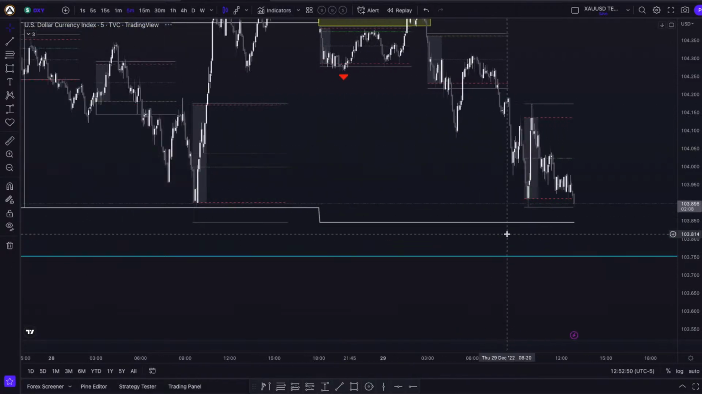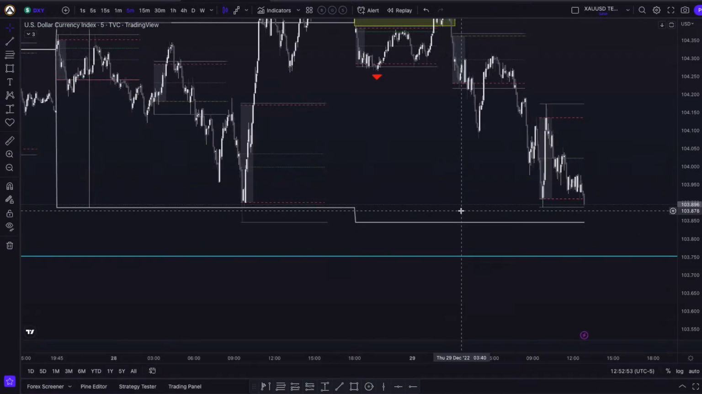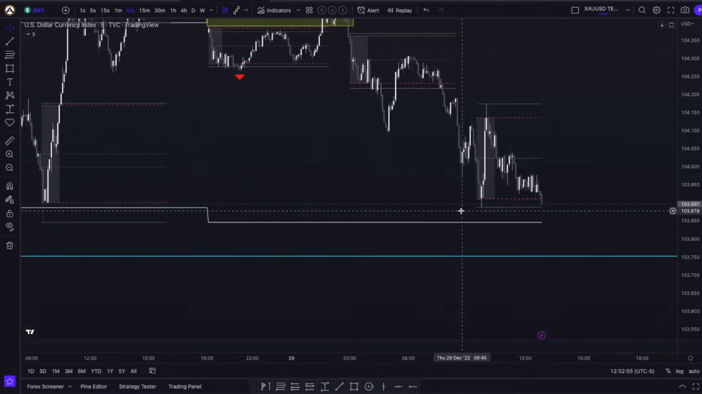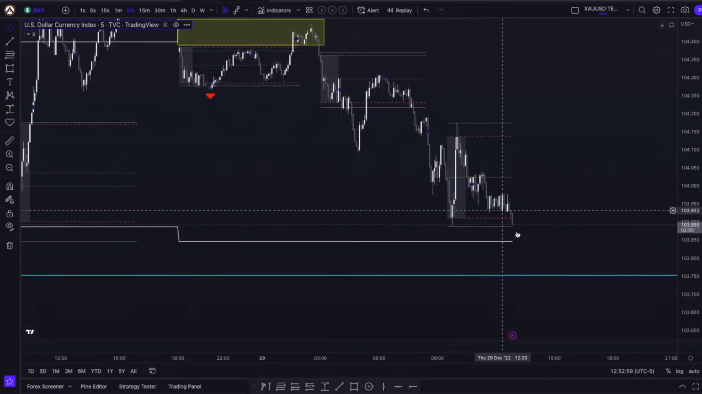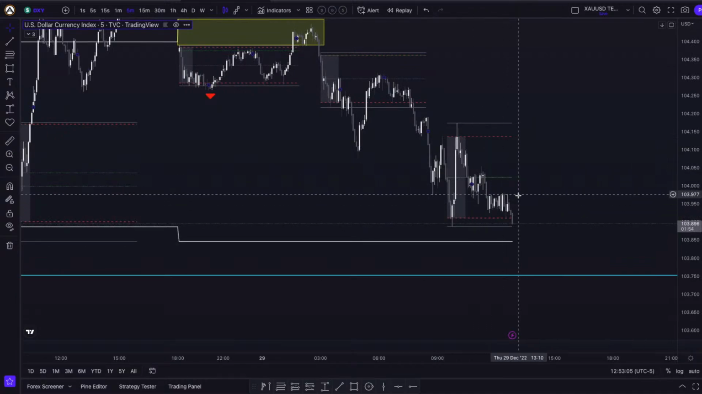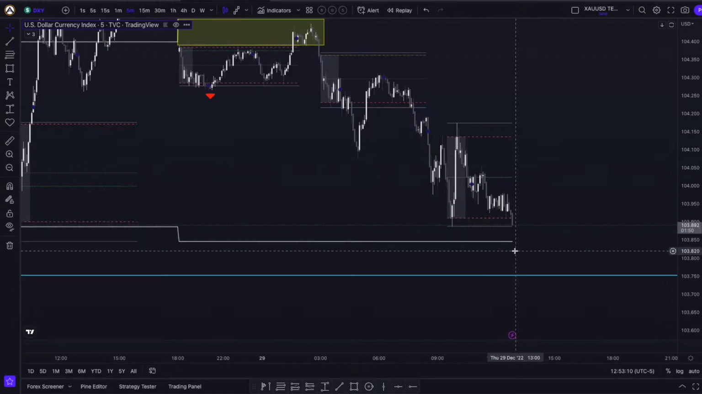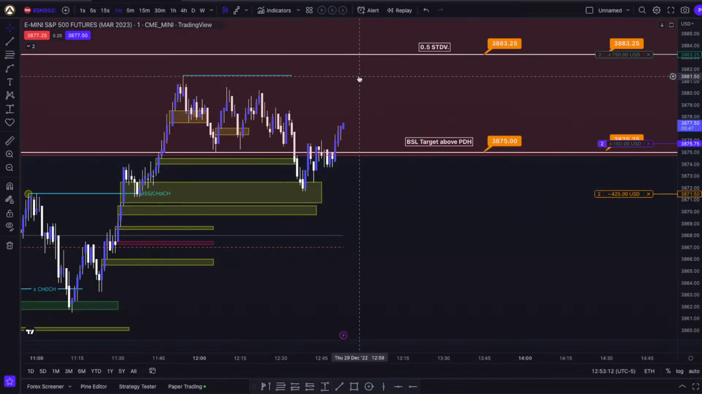So I'd say it is pretty inevitable that we are going to break lower and take out the sell side liquidity, in my opinion. So if the DXY and the S&P are correlated in any way, then we should see the S&P 500 continue on its way to the upside to the 0.5 standard deviation.